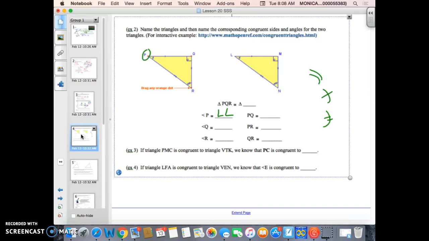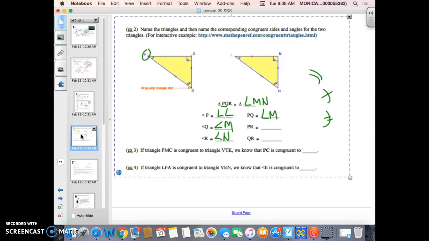Well, Q's over here at the right triangle, and so that's going to be angle M. And then I've got R, and that's going to be congruent to angle N. And then, so now when I'm naming this PQR, I'm going to name it L, M, N, so I know that those angles correspond. So then PQ right here, or you can look up here the picture, PQ is going to be congruent to LM.